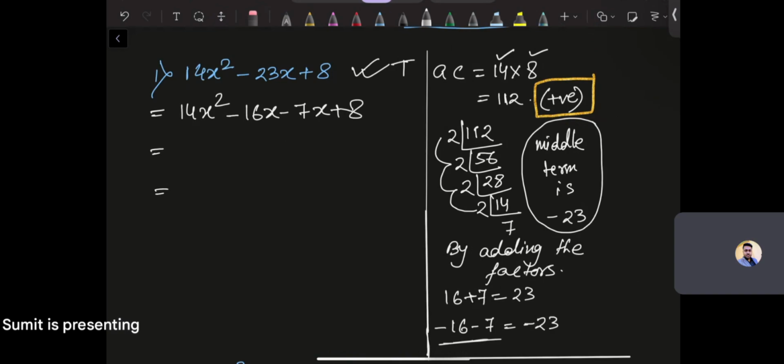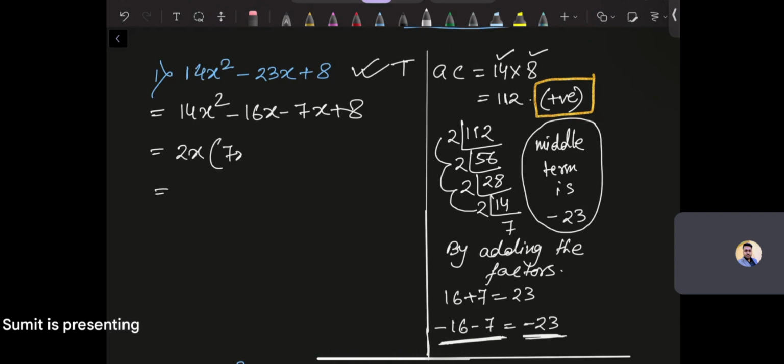Don't think that the sign will get changed, because -23 is what gets replaced. Okay? I am replacing the -23 by -16 -7. So there is no question of the sign changing, as -23 only will get replaced by this. Clear? The middle term is directly replaced.